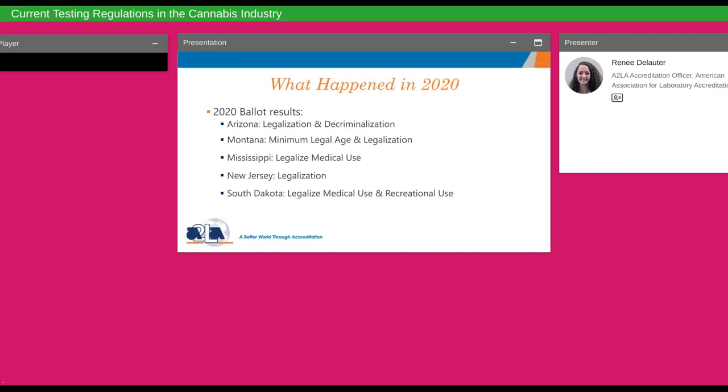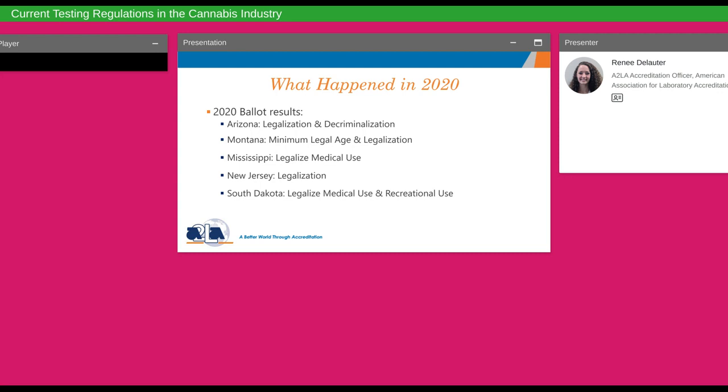Continuing with successes in the industry, during the 2020 election, there were 5 states that had cannabis regulations on their ballots. All 5 states passed their proposed legislation. Arizona, Montana, and New Jersey passed legalization for adult use cannabis. Mississippi passed legalization for medical use cannabis, and South Dakota passed both legalization of medical and adult use.